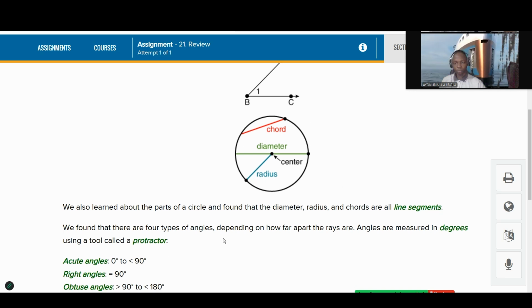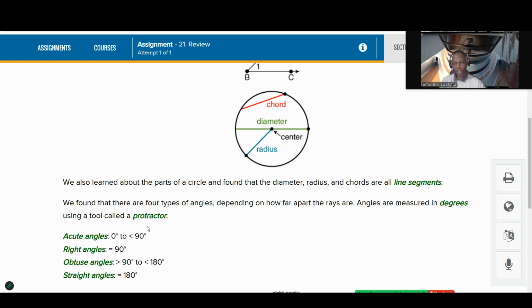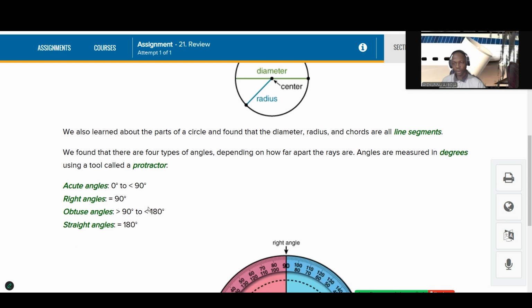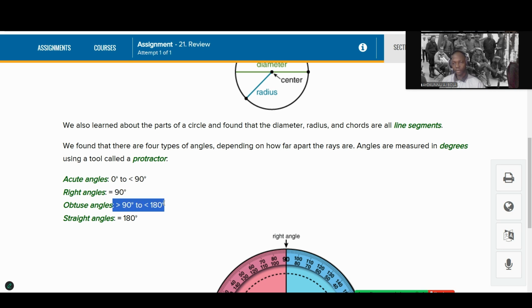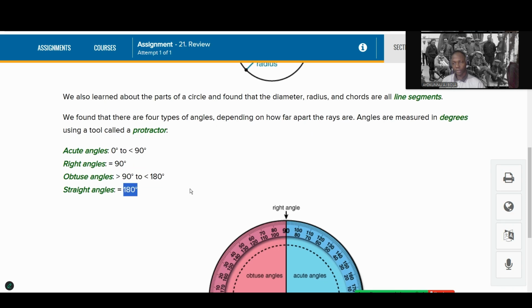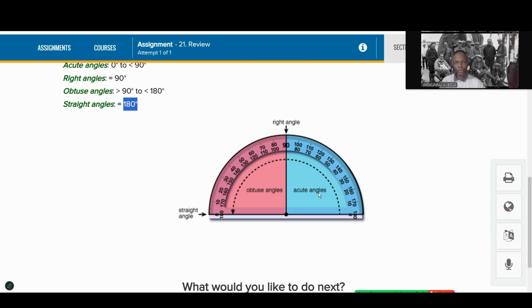And we see that a protractor can be used to measure angles and so on. And we can see acute angles are greater than 0 but less than 90. A right angle must be 90, and an obtuse angle must be greater than 90 and less than 180, while a straight angle is 180. So we can see all of these in this shape here, okay?